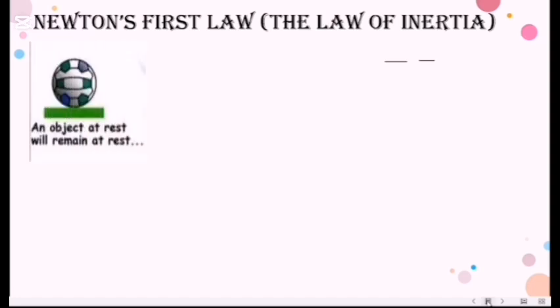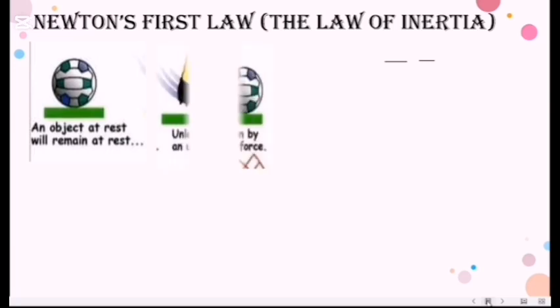Newton's first law, which also refers to the law of inertia, says that an object at rest will remain at rest. For example, if you leave your book on top of a table and you go out, obviously when you come back you will still find it on top of that table, unless acted on by an unbalanced force, unless someone comes in and removes that book, that's where it will move.